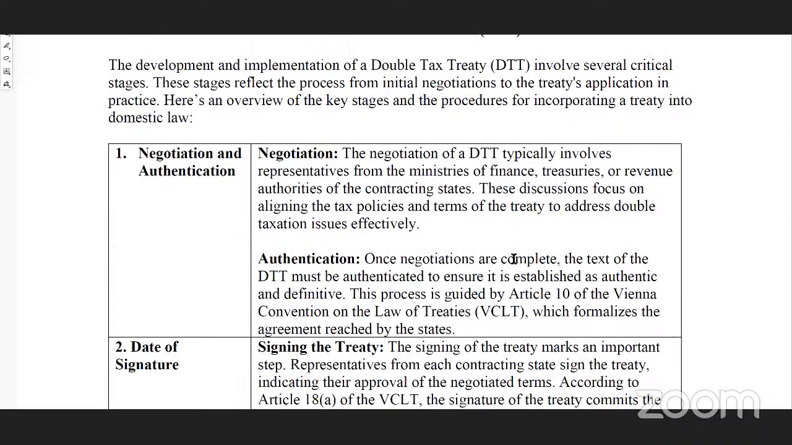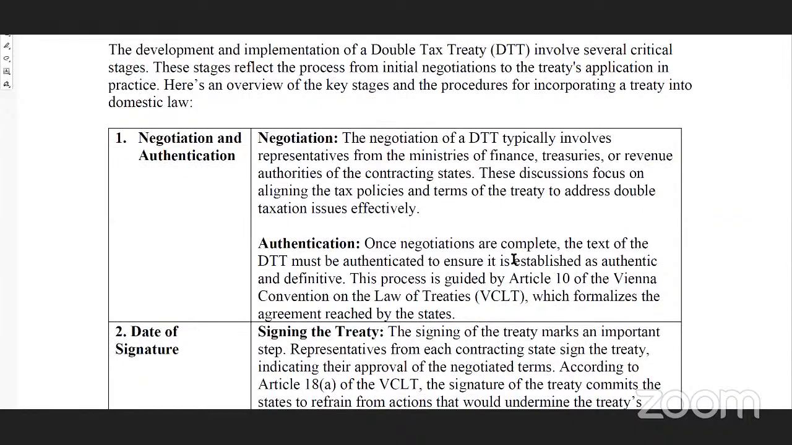Okay, so the negotiation stage of a double taxation treaty typically involves representatives from the Ministry of Finance, the treasuries or revenue authorities of the contracting states. And these discussions focus on aligning the tax policy and the terms of the treaty. So here we negotiate. After negotiation, we authenticate. So once negotiations are complete, the text of the double taxation treaty must be authenticated to ensure that it is established as authentic and definitive.